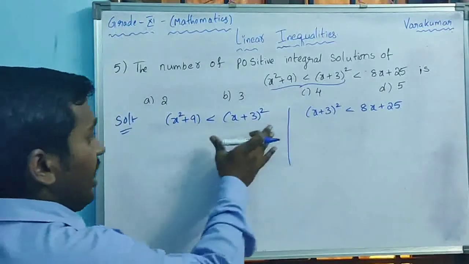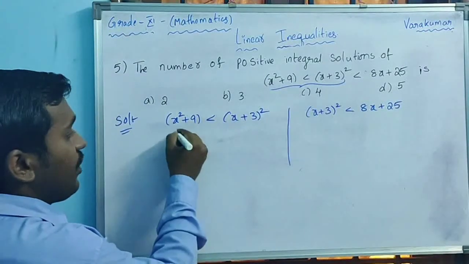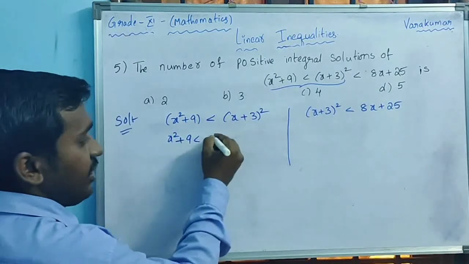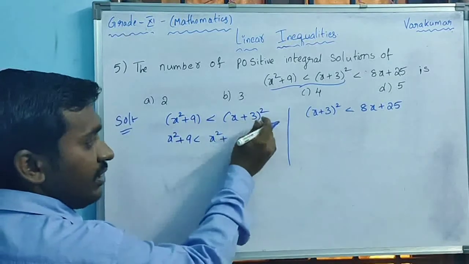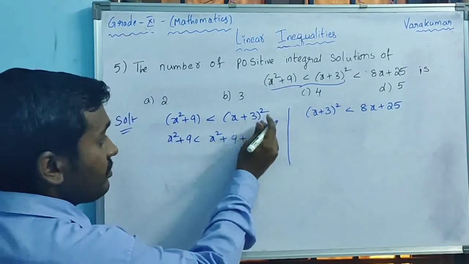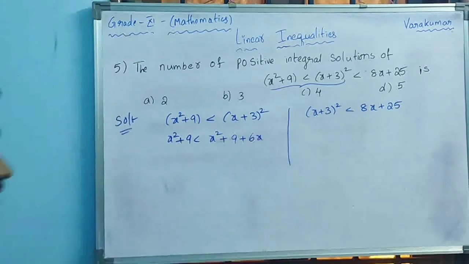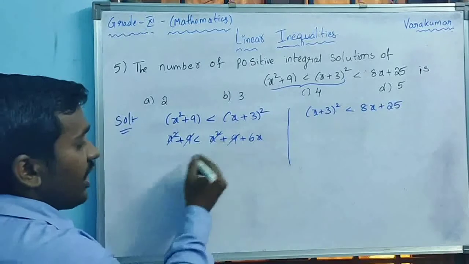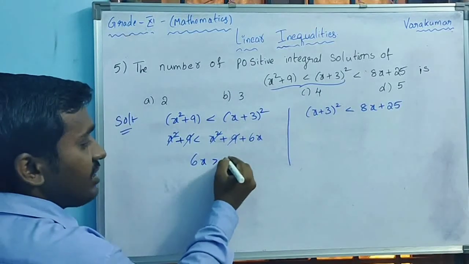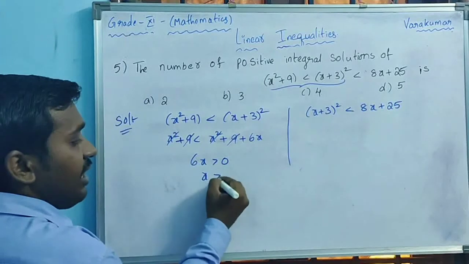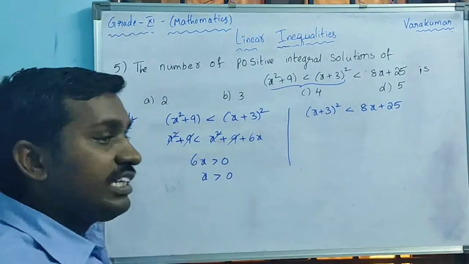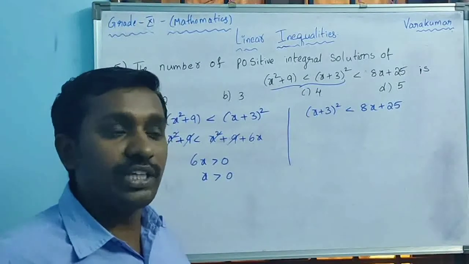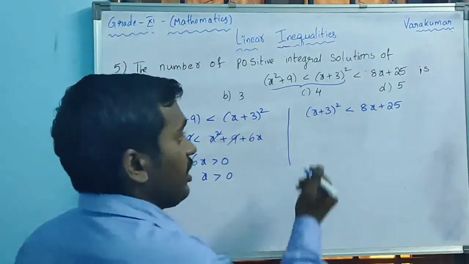Now, same way like last question, expand it. What will you get? X square plus 9 less than x square plus 6x plus 9. Now here both sides x square cancel and 9 also cancel. So what are you getting? 6x greater than 0. So x greater than 0 by 6, which is 0. So we can take the value of x more than 0, in the sense 0 to infinity. We can take it.